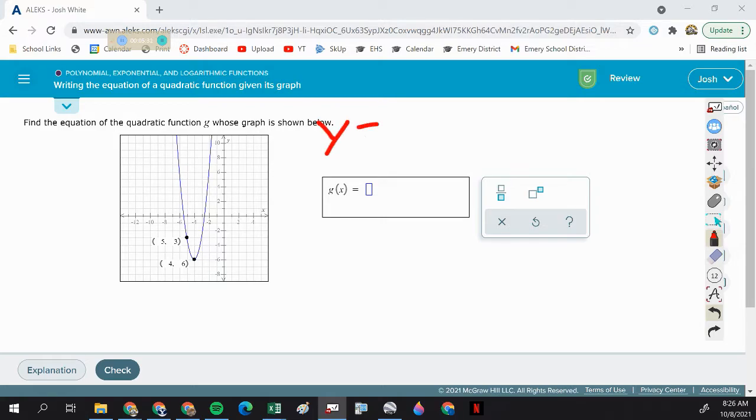All right. This one is over 1, up 1, 2, 3. So my a value will be positive 3. So y equals 3 times the vertex is left 4, which manifests as plus 4. And then the vertex is down 6, which would be minus 6. Can we handle that?